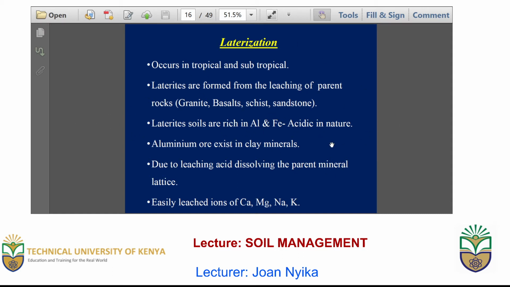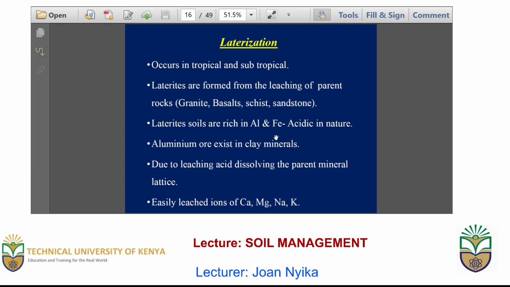They exist in the clay minerals, and due to leaching processes in the process of soil formation, as we discussed earlier in this class, they form acids. These acids are easily leached, and they can either move up or down the soil horizon, and eventually they result in acid soils.